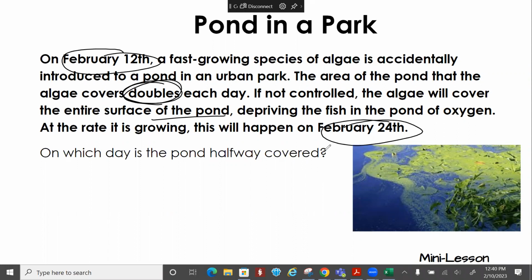Okay, so let's think things through this. How many days are between February 12th to February 24th? 12 days. Okay. All right, so on the first day, we got 1 algae. Okay, so on day 2, we're going to double that. So 1 times 2 is going to give me 2. Okay, on day 3, we're going to multiply by 2.